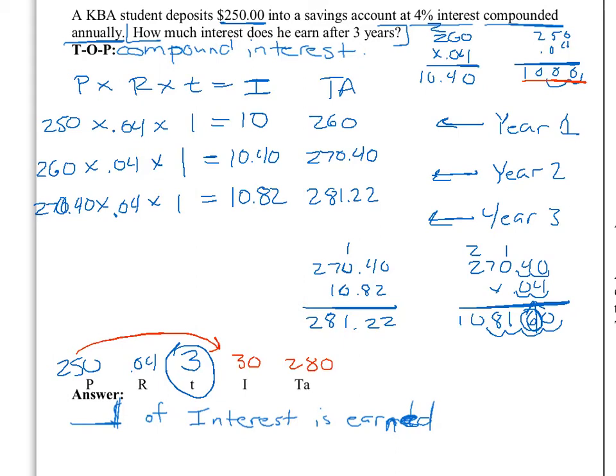So there's a difference between how we calculate simple interest and how we calculate compound interest, and it makes a difference in our answer. Basically, the difference is that we are earning interest on our interest.